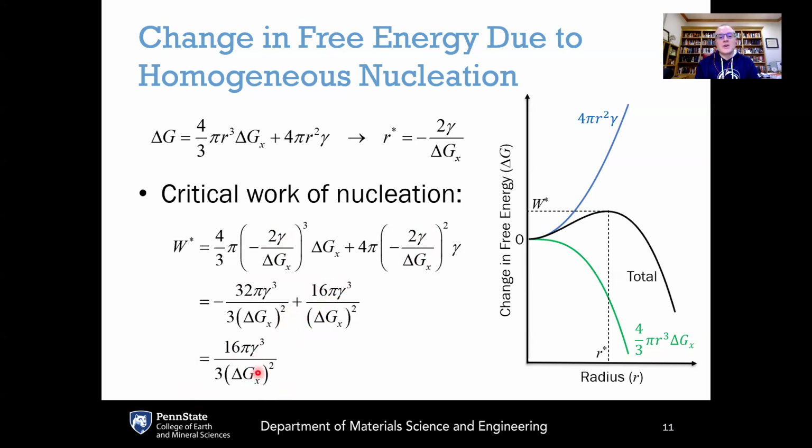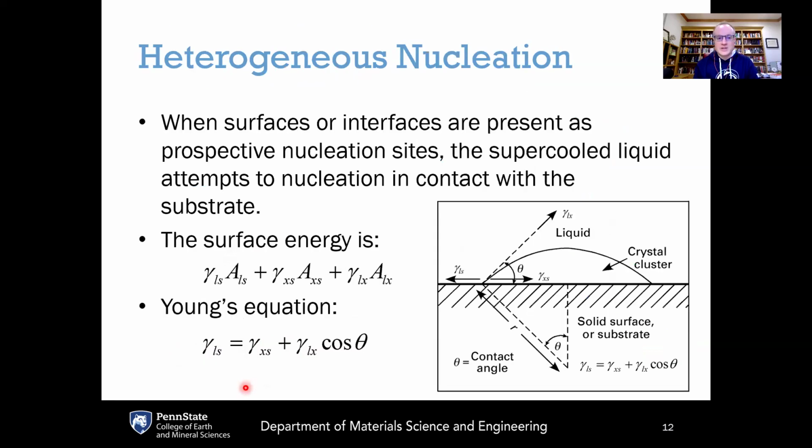combining the like terms. Overall, then, the W star, this work for forming a critical size nucleus, or this thermodynamic barrier for nucleation, is 16 pi gamma cubed over 3 delta G sub x squared. So it is a function of the surface tension cubed and the volumetric free energy change squared. Of course, this is all assuming a spherical nucleus. So that gives us the thermodynamic barrier in the case of homogeneous nucleation.